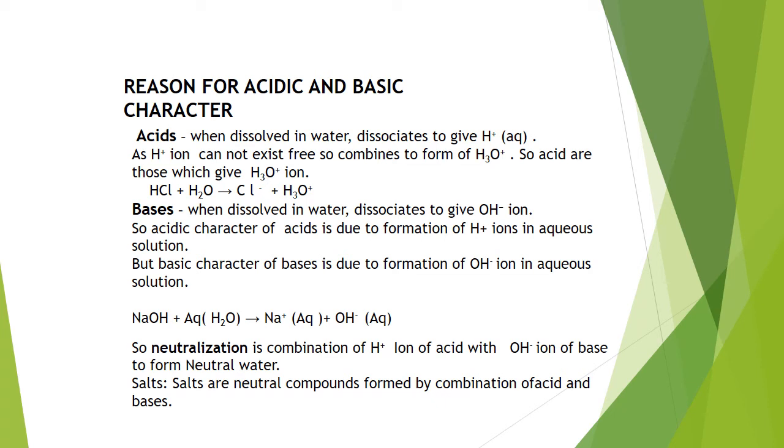Bases are those which dissolve in water and dissociate to give OH- ions. So the acidic character of acids is due to H+ ions, but the basic character is due to the formation of OH- ions. Example, NaOH, a strong base, when dissolved in water gives Na+ and OH-. In case of HCl, it gives Cl- and H3O+ ions. When H+ and OH- are equally mixed, they form a neutral compound.